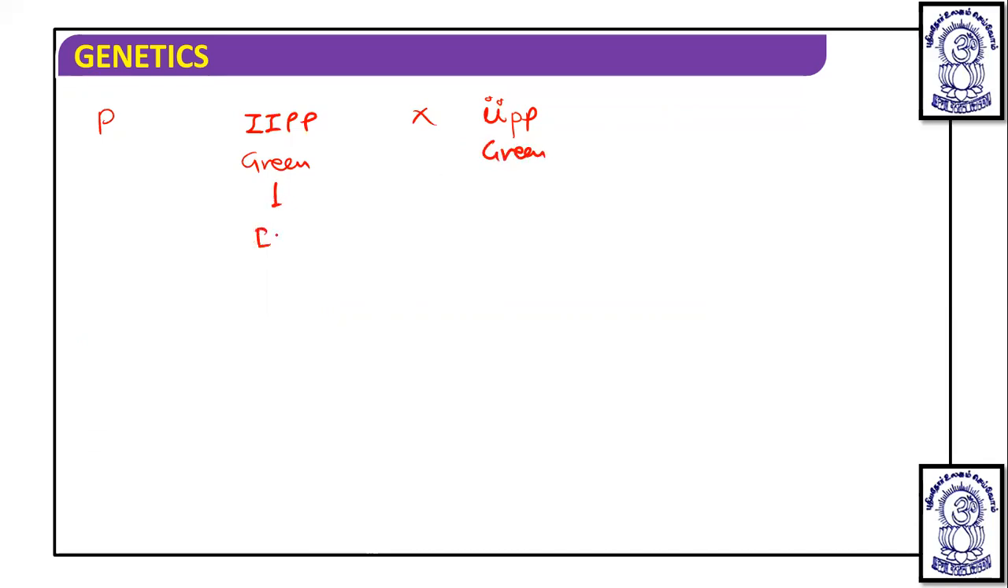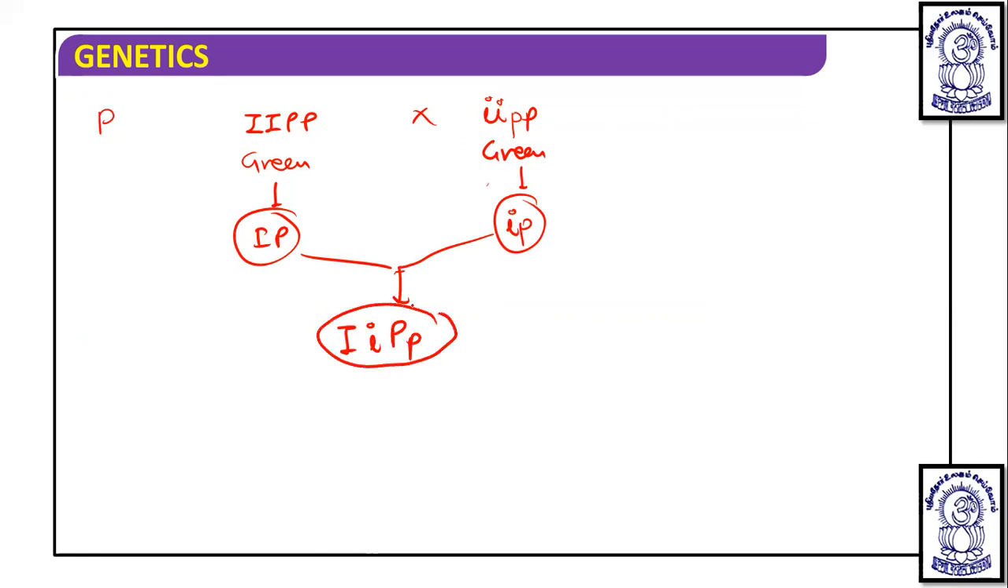It is going to produce a gamete I P. The other is going to produce a small i and small p gamete. When we make a cross of these two, capital I, small i, capital P, small p will be produced. This is particularly a green phenotype, and this green phenotype is obtained in the F1 generation.